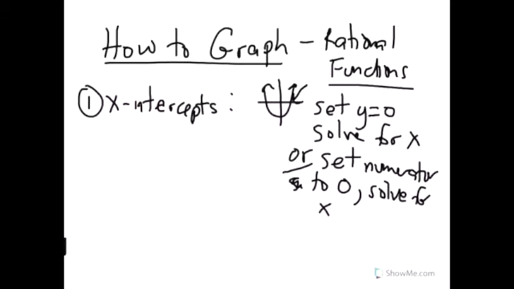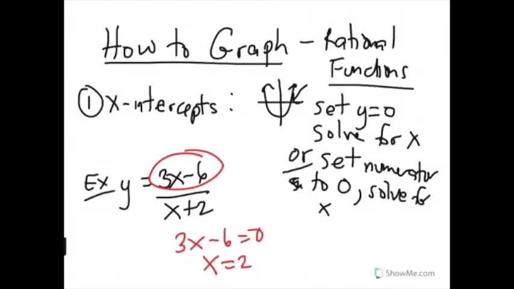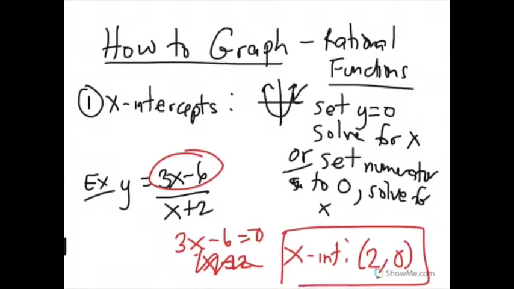The same thing will happen whether you set y equal to 0 or the numerator equal to 0. If it doesn't, that means you did it wrong. So for example, if I have y equals 3x minus 6 over x plus 2, I set the numerator equal to 0: 3x minus 6 equals 0, so x equals 2. Now remember, this is not how our answer should look. If I ask what the x-intercept is, you tell me it is (2, 0), because it's a point, a coordinate.